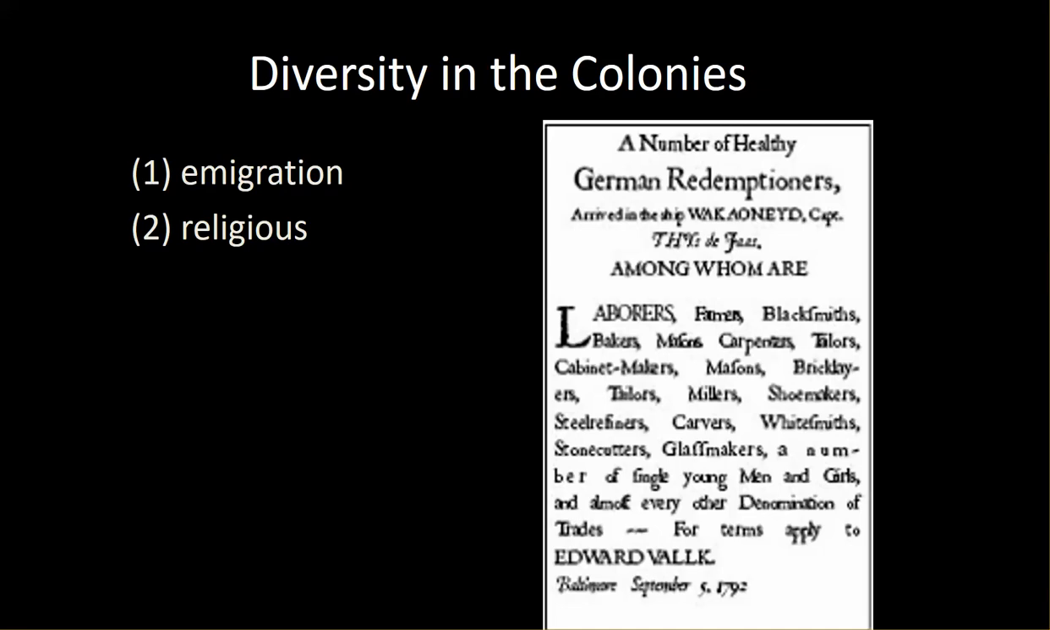The Germans tended to travel in entire families. Now, they did come, the majority of them, as indentured servants, but as entire families of indentured servants. They were called the Redemptioners, the German Redemptioners.